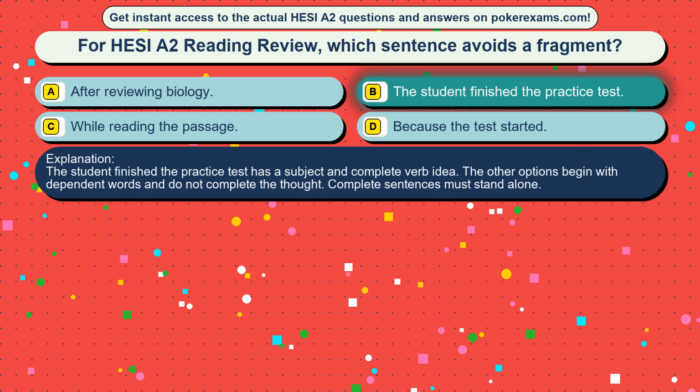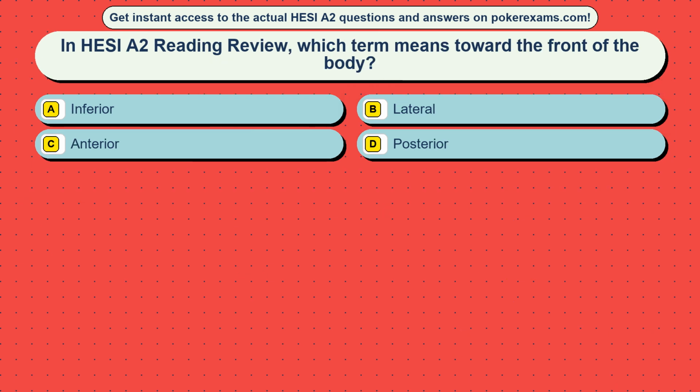The student finished the practice test has a subject and complete verb idea. The other options begin with dependent words and do not complete the thought. Complete sentences must stand alone. Question 23. In HESI A2 reading review, which term means toward the front of the body?